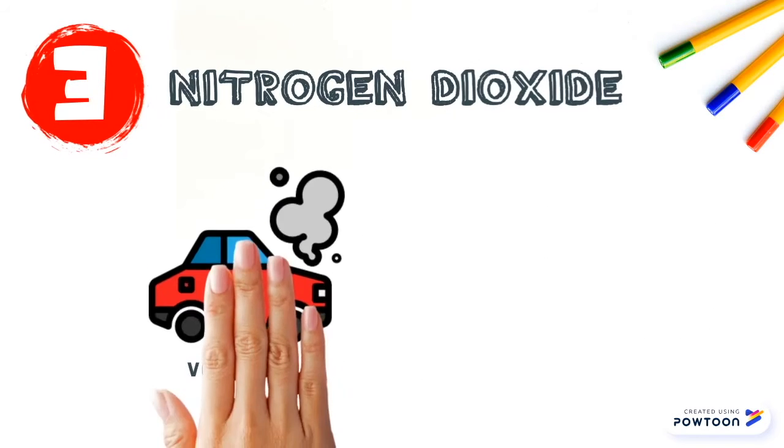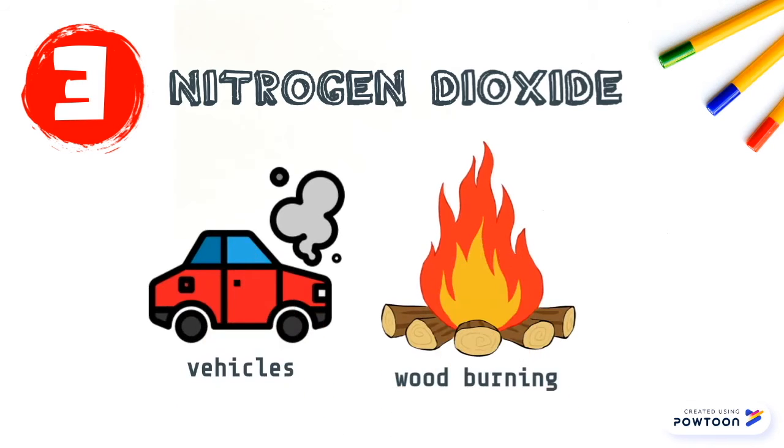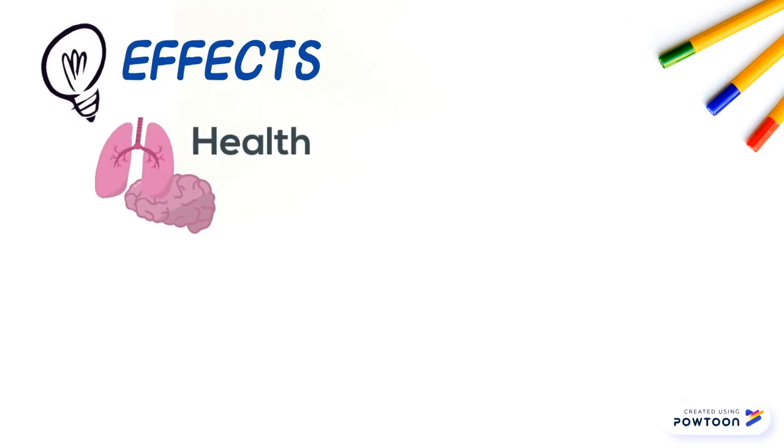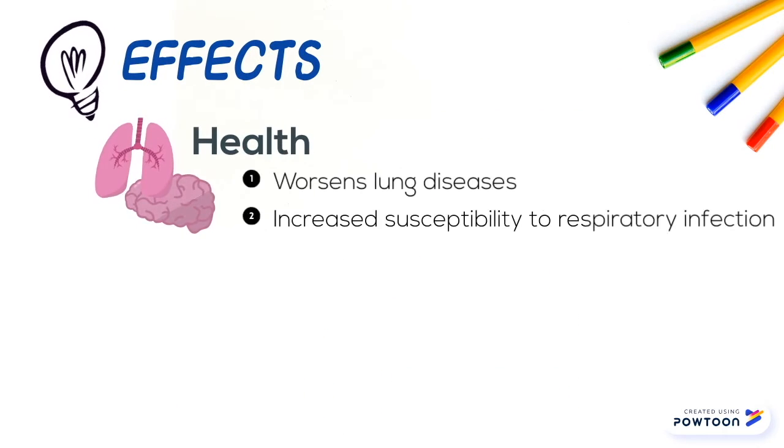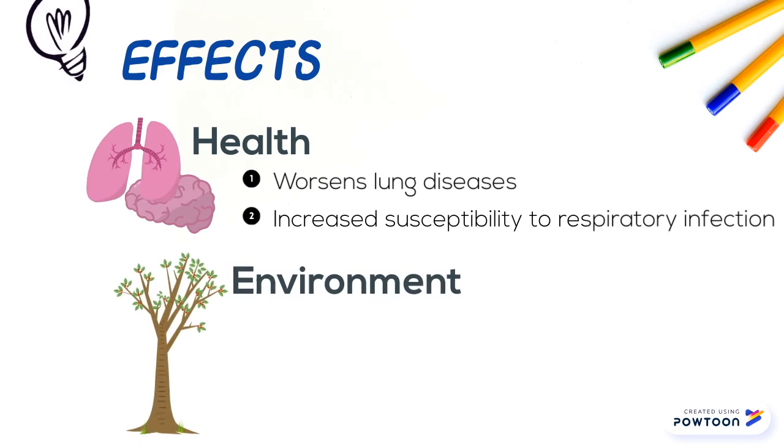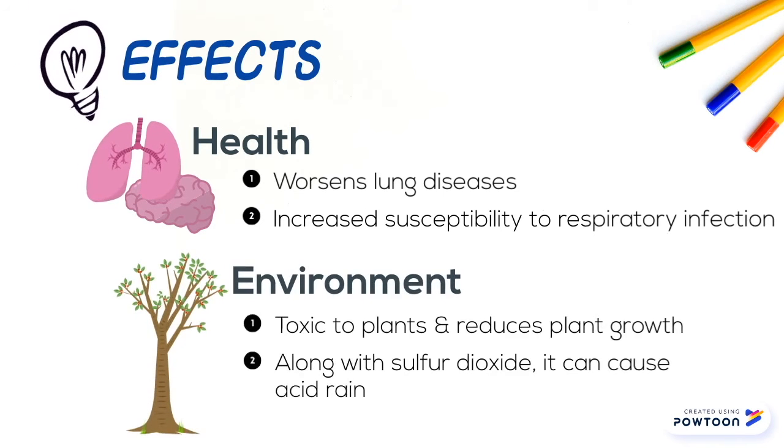Third is nitrogen dioxide. Sources include vehicles and wood burning. It can also affect our health by worsening lung diseases and increasing susceptibility to respiratory infection, while in the environment, it is toxic to plants and reduces plant growth. Along with sulfur dioxide, it can cause acid rain.